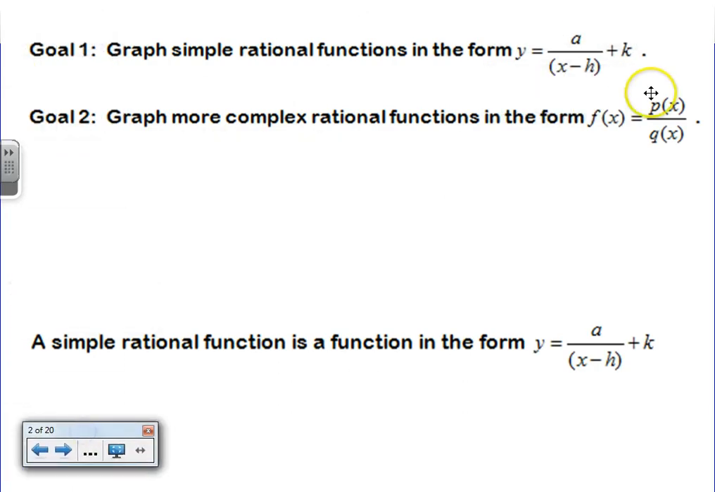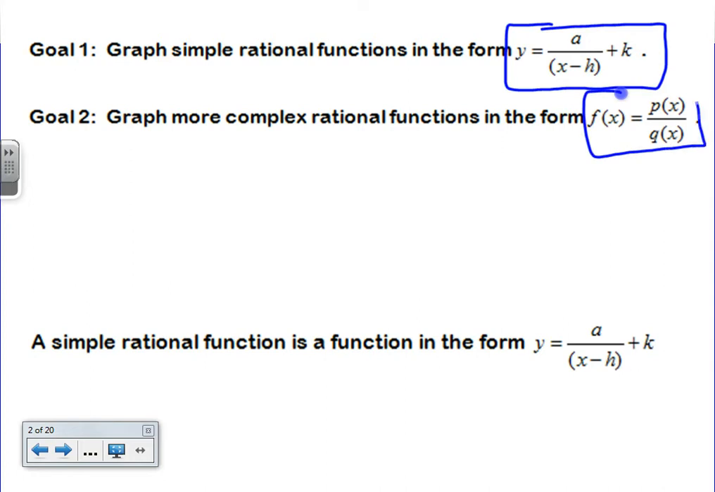We're going to have a goal of graphing what we call simple rational functions, and those functions are going to be in this form right here. In this form, we're going to be able to tell where the vertical and horizontal asymptotes are very quickly, and these are going to be just our generic rational functions. And then later on, we're going to discuss more complex rational functions, which will be in this form. So first, a simple rational function is in this form right here.